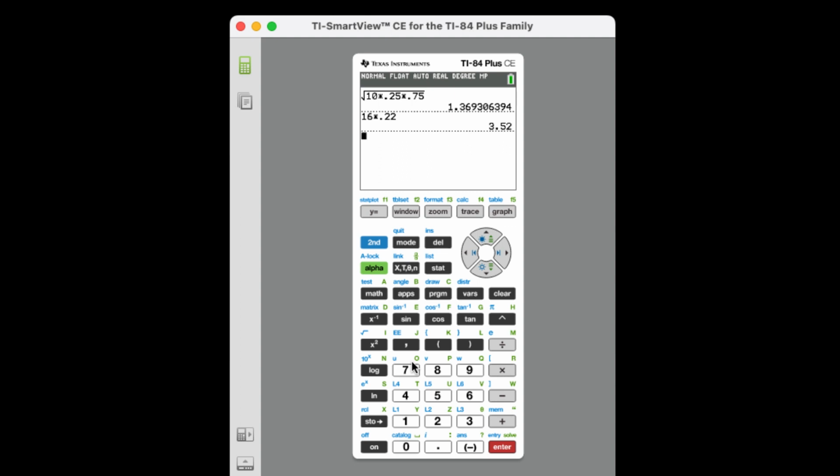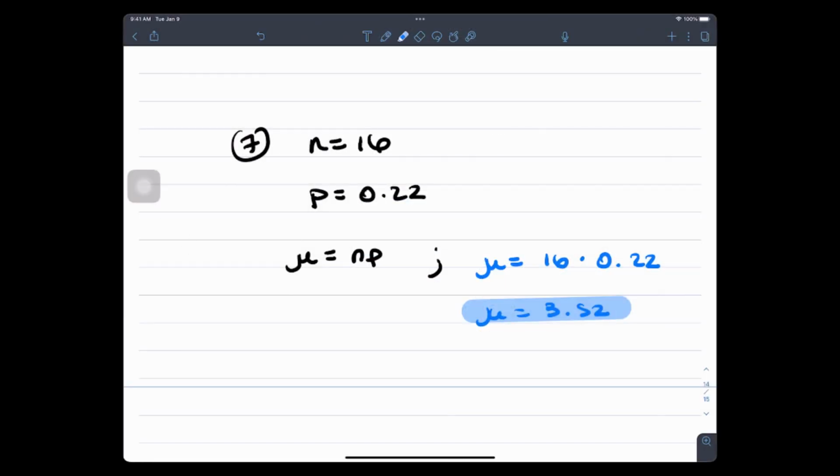It was 3.52. So you might say to me, how does this kind of work and feel? Why are you finding the mean of this distribution? Because what they're saying is, if you know for a fact that 22% of college students work full-time, if you had a class of 16 people, what could you expect? 3.52 students should work full-time.